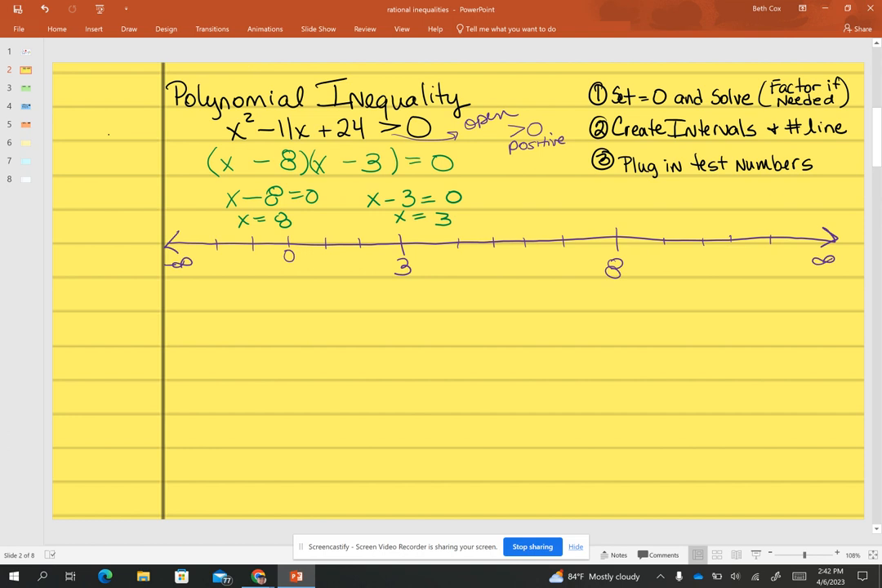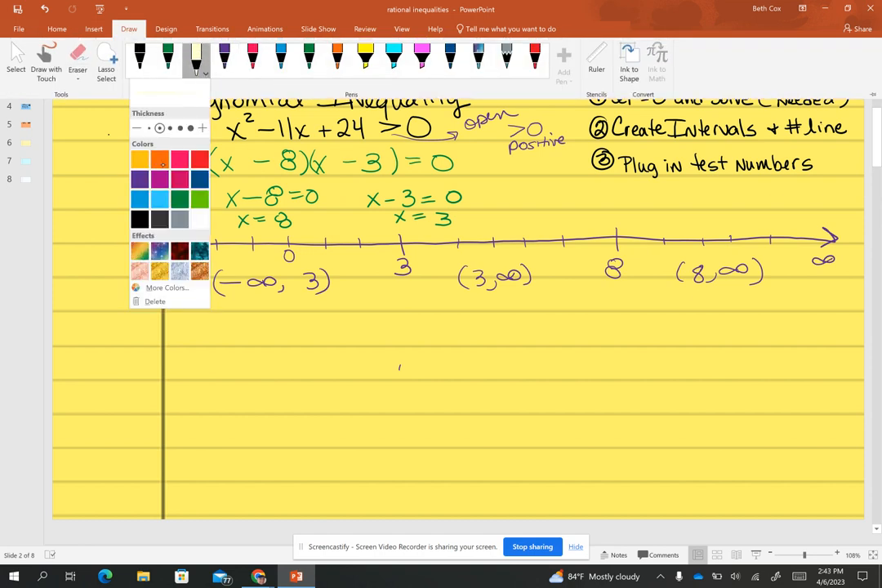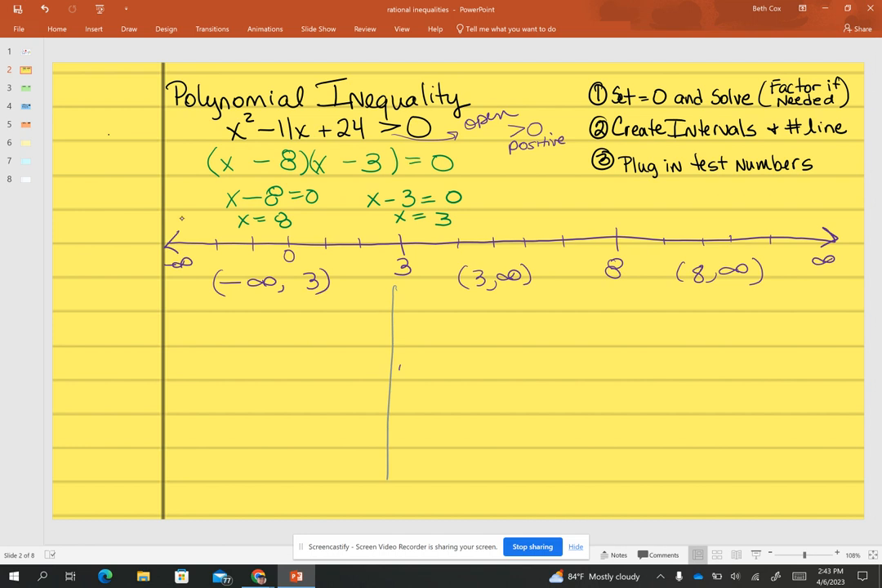And the intervals on our number line, based on the numbers that we've chosen, the 3 and the 8, are negative infinity to 3, that's this chunk, 3 to 8, and then 8 to positive infinity. Those are the intervals on my number line. Now we're going to plug in numbers from our interval to test. Step 3 says test plug-in numbers.